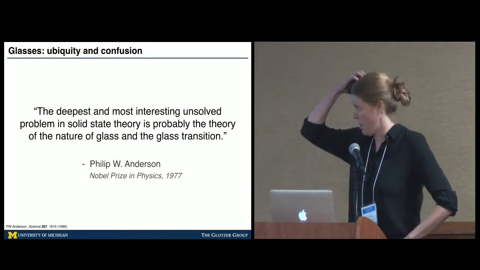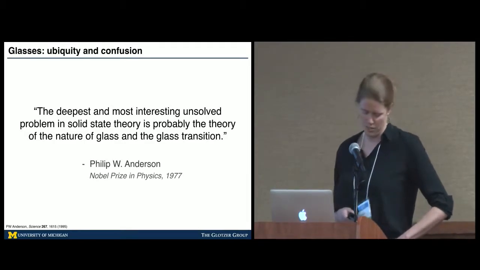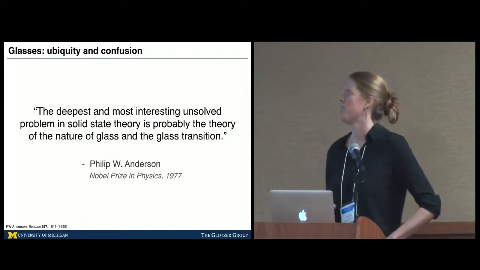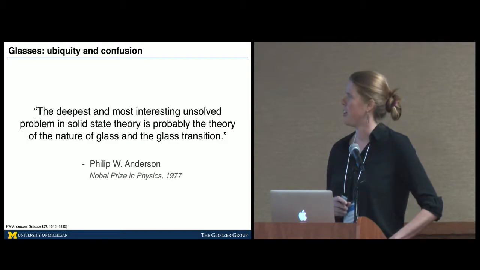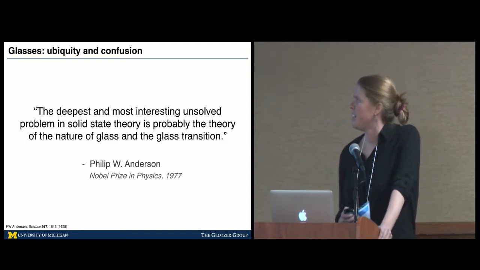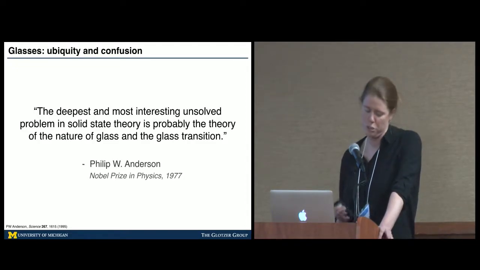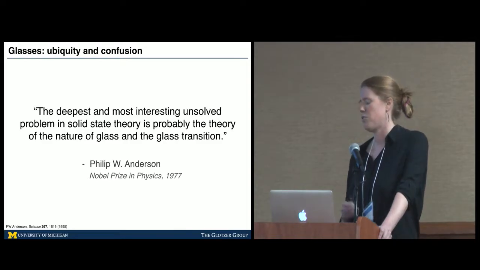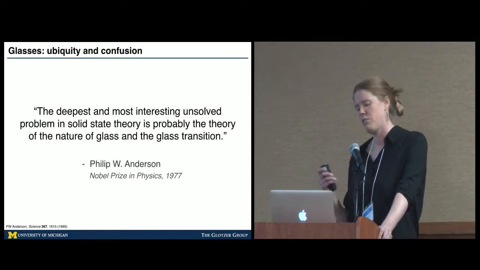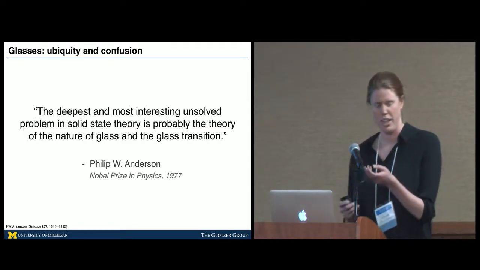Despite this, however, Philip Anderson, who won a Nobel Prize in physics in 1977, once said, the deepest and most interesting unsolved problem in solid-state theory is probably the theory of the nature of glass and the glass transition. He said that in 1995, but most people think that it's still true over 20 years later. So physicists really still have yet to have a fundamental or canonical grasp on the true physics of the nature of glass.